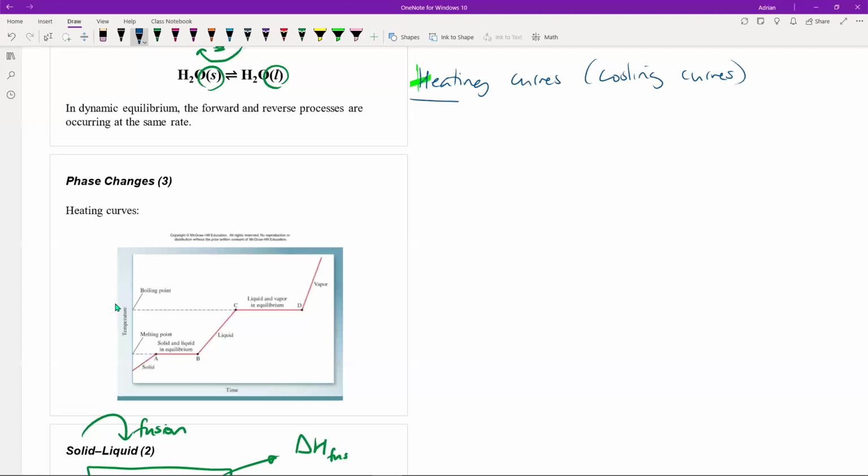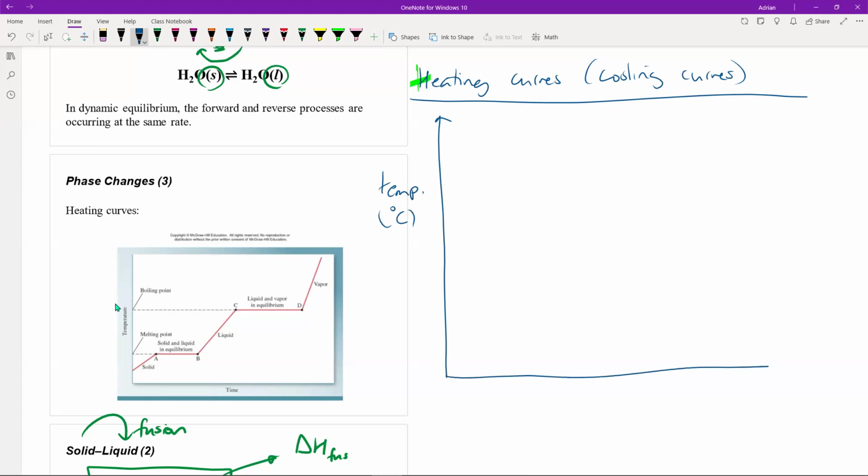And what they do is they are going to show how temperature changes as a function of time as we add heat to a system. So let's take a look at an example. And on the y-axis here, we're going to plot temperature. Let's say this is in degrees Celsius, and then we're going to have time, and we're going to refer to this now as the amount of heat added.